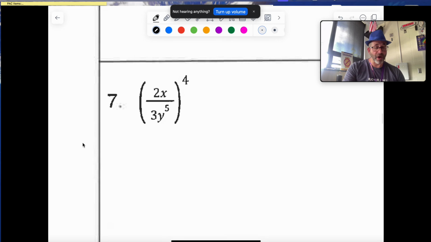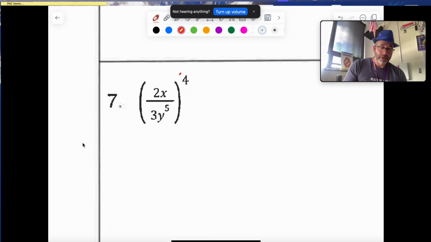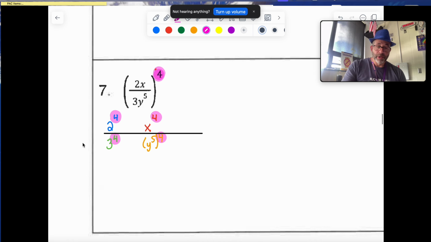All right, we've got a power on the outside. So that power on the outside is going to be distributed to absolutely everything on the inside. Everything. All right? So let's make this look like that power is applied to everything. That 2 is going to get that power. That x is going to get that power. The 3 is going to get that power. That y to the 5th is going to get that power. Every single thing in this got that power applied to it. Everything. Okay? So now let's go ahead and simplify from here.